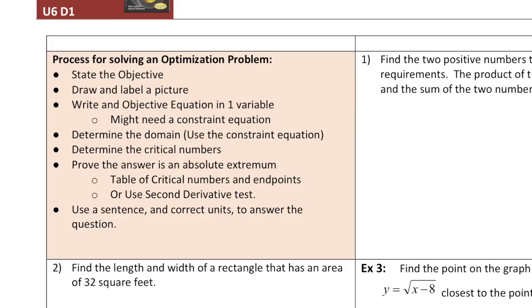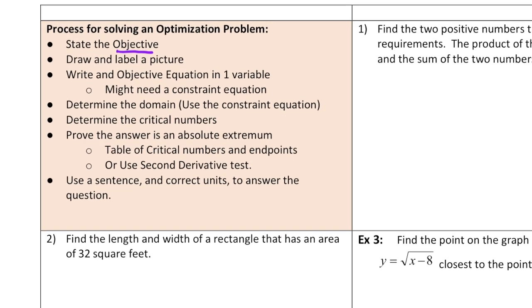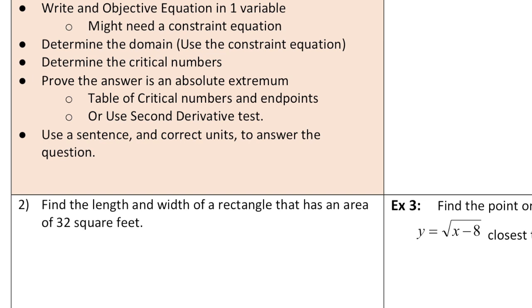Of course, I want you to follow the process for solving optimization problems. State your objective. That's minimize or maximize. Make certain that you put labels on the picture. Write an objective equation with one variable. You might need a constraint equation for that. Determine your domain. Determine the critical numbers. Prove that the answer is an absolute maximum. Now, to prove it, you're going to use your critical numbers and endpoints in a table, or the second derivative test, which we'll talk about later.